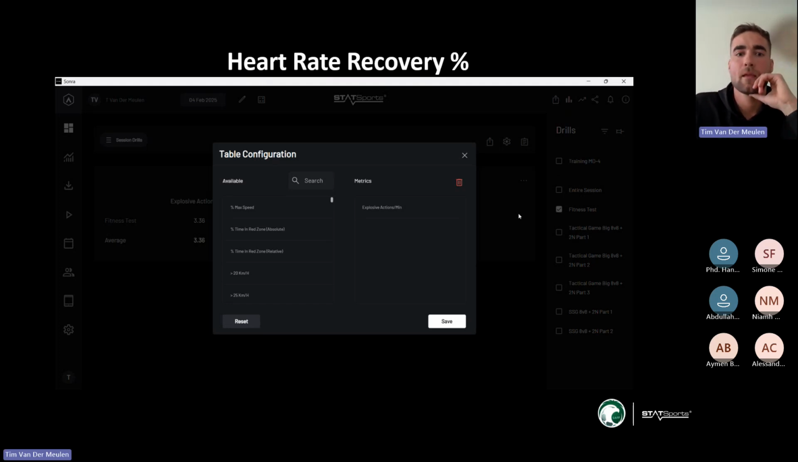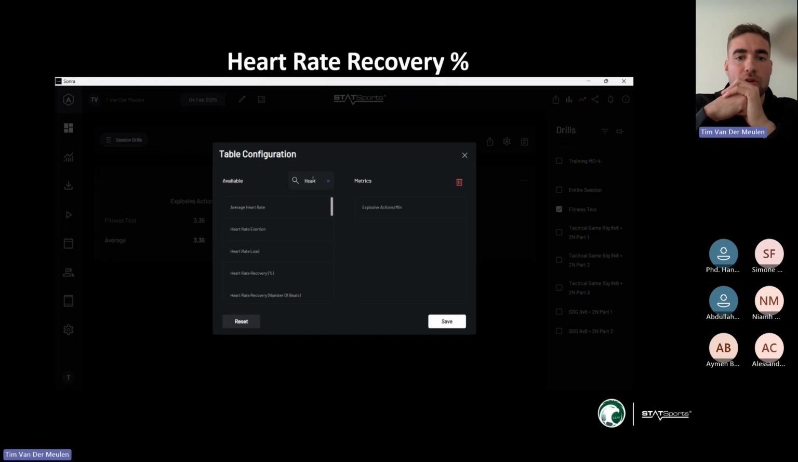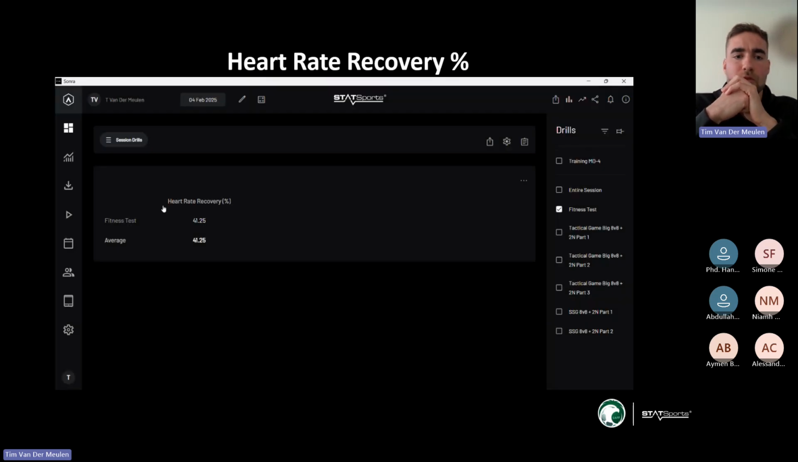So you're able to look at the ability of an individual to recover quickly within 2 minutes. When selecting the heart rate recovery percentage metric in table configuration, I will show you how I did it, deleting explosive actions per minute. You can actually have a look at what I mentioned, the ability to recover quickly. What this means for this individual, based on the fitness test being one total drill, is that after the fitness test he was able to decrease his heart rate by 40%.